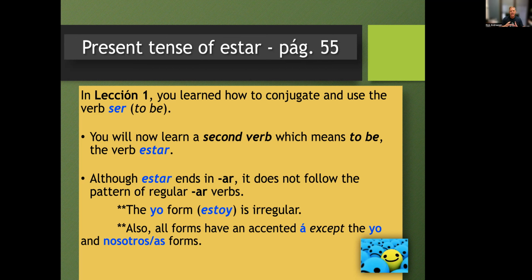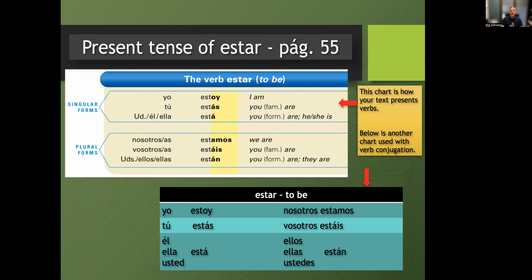The other difference is that in the other forms, except for the nosotros forms, there is an accent on the A in the ending. And you'll see that here in just a second. And that's really just a pronunciation thing. Again, you're familiar with this verb. We've learned cómo estás, cómo está. And so we're just going to look at some rules for using estar and talk a little bit more about the conjugation. So a couple different ways, again, for different people who learn different ways, to visualize the verb estar in its conjugations. We have the main conjugations there in two different ways.